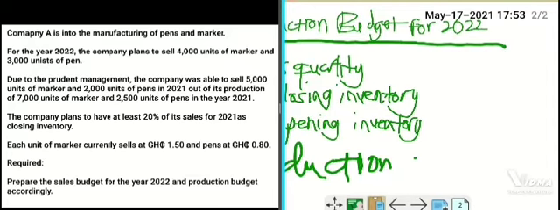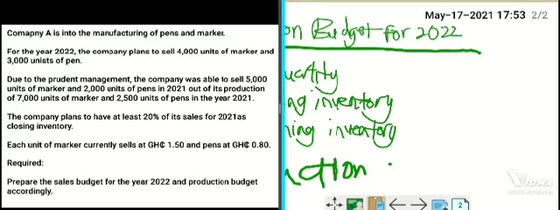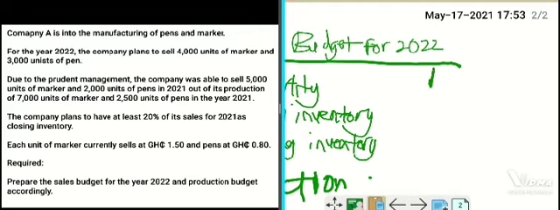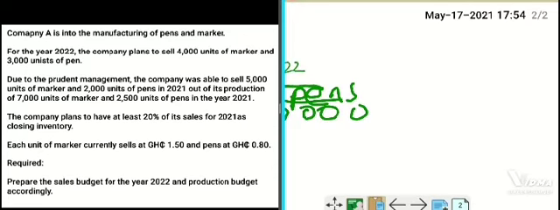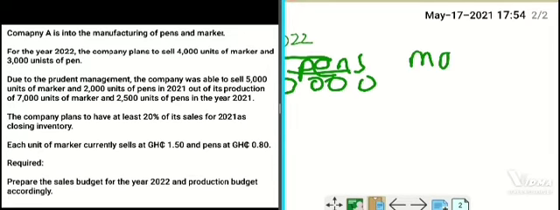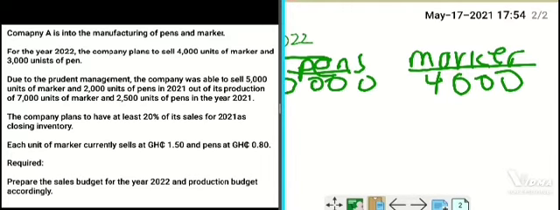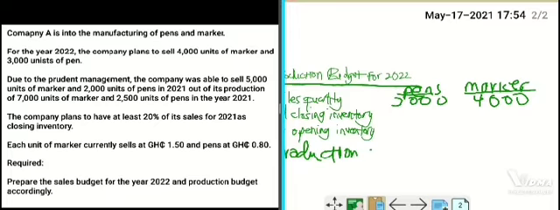The question says that sales quantity for pens, in the second sentence, is 3,000. And then we have sales quantity for marker as well. That is 4,000. That's also in the second sentence. Okay, so what do we do now?